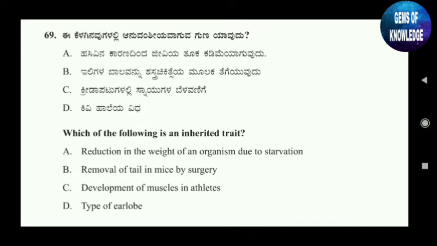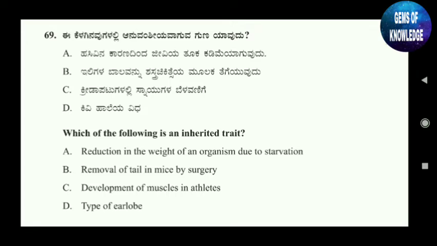Then, removal of tail in mice by surgery. If you remove the tail of the mice, it is not inherited by its offspring. Then, development of muscles in athletes. No, this is also not possible. The last one is type of earlobe. You can see the type of earlobe comes under the inherited traits. So D is the correct option.